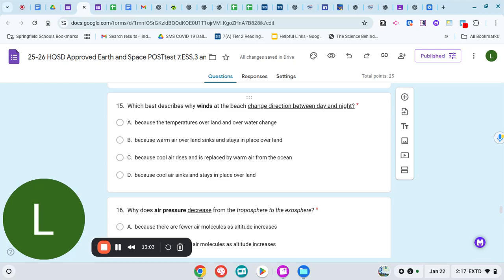Number 15, which best describes why winds at the beach change direction between day and night? So we know we have sea breezes and land breezes. Why do they change direction between day and night?